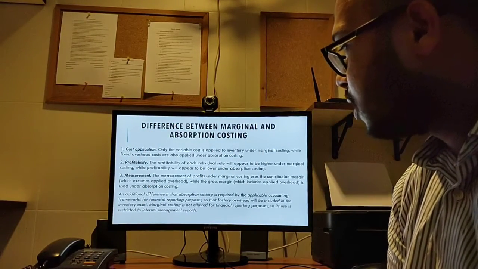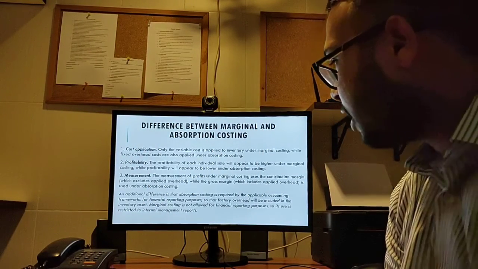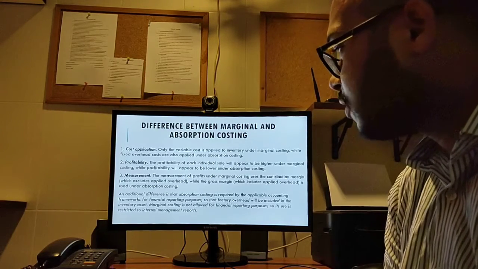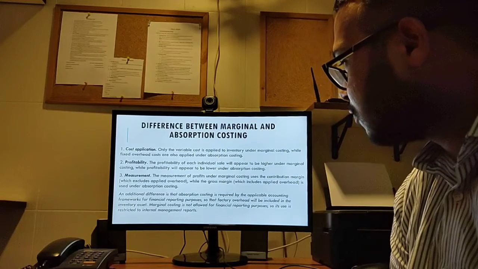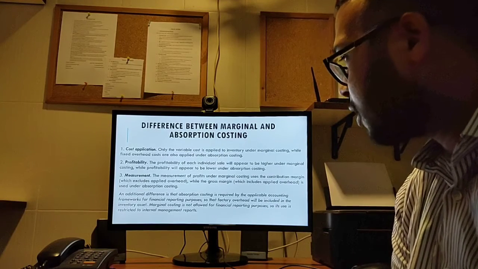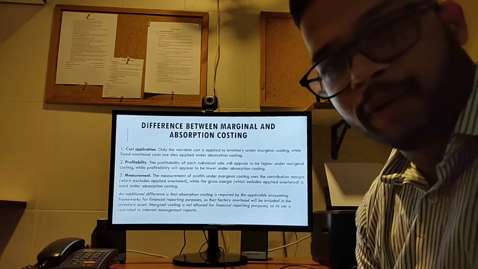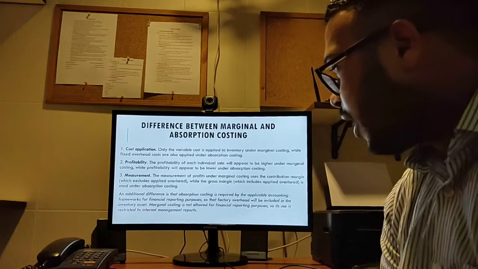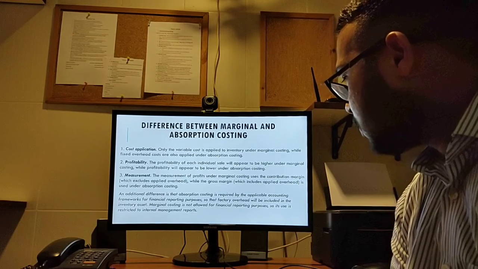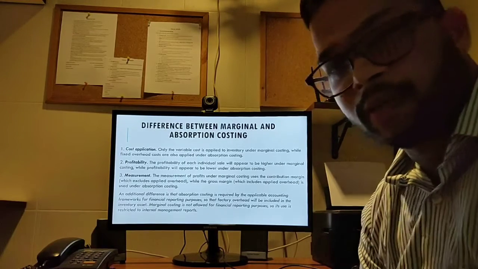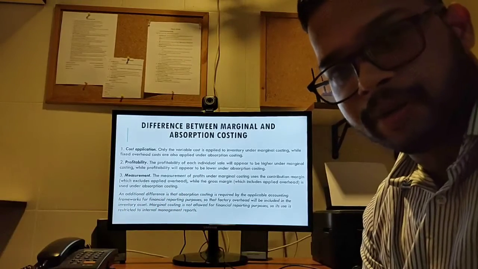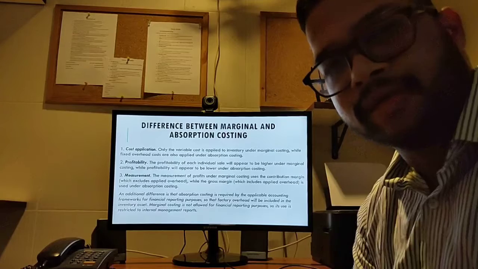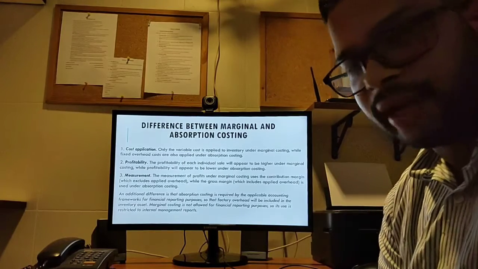Now an additional difference is that absorption costing is required by the applicable accounting frameworks for financial reporting purposes. This is a very interesting point. Factory overhead will be included in the inventory asset. And marginal costing is not allowed for financial reporting purposes, so its use is restricted to internal management. So marginal costing is used mainly for internal reports, whereas absorption costing is what the standards suggest, and it is used by companies for financial reporting.